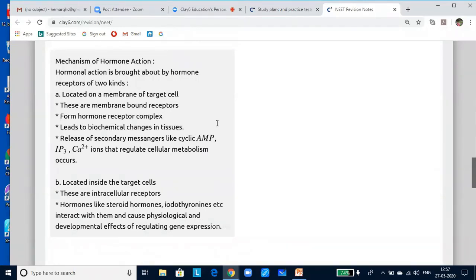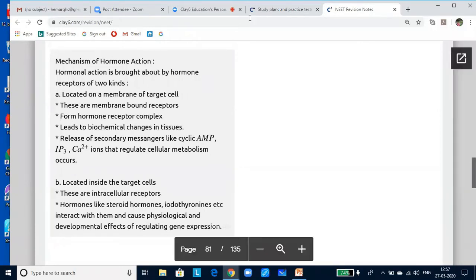Now, sometimes they get inside the target cells, and these are called intracellular receptors. Hormones like steroid hormones, iodothyronines, etc., interact with them, and then they cause physiological and developmental effects by regulating the gene expression. So, with this, we are completing the important points that are essential from this lesson.